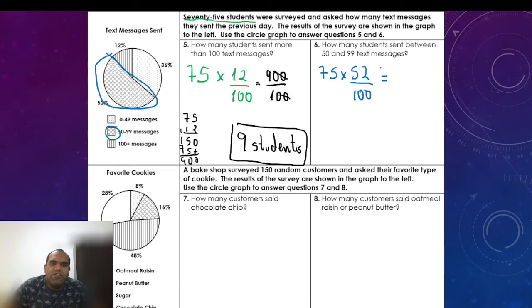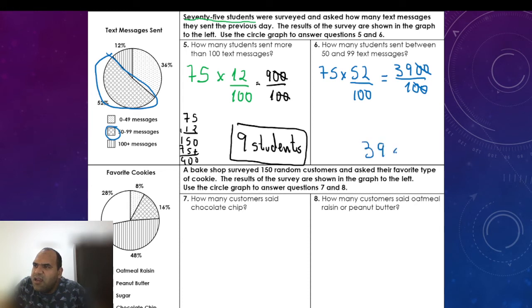75 times 52, we know it is 3,900 divided by 100, goodbye zeros. The quantity of students is 39 students. So easy. Yes, guys, I told you. It's easy, easy, easy. Guys, work by yourself on the chart, this one, favorite cookies, okay?